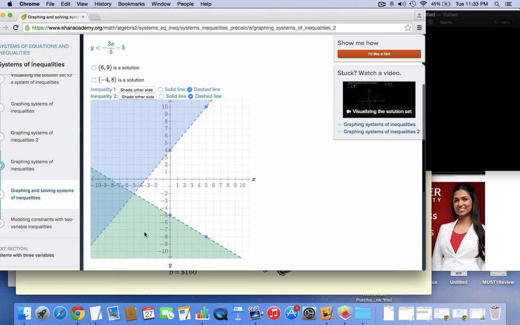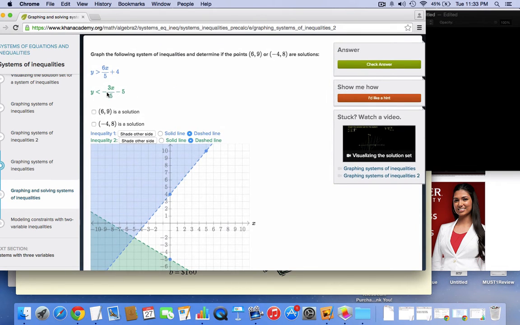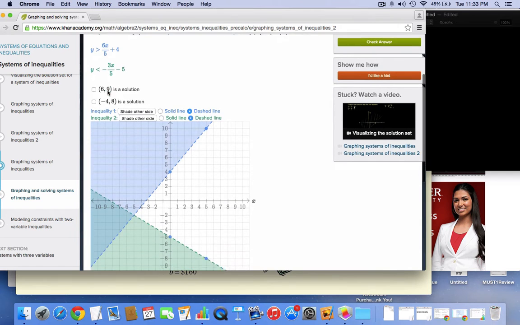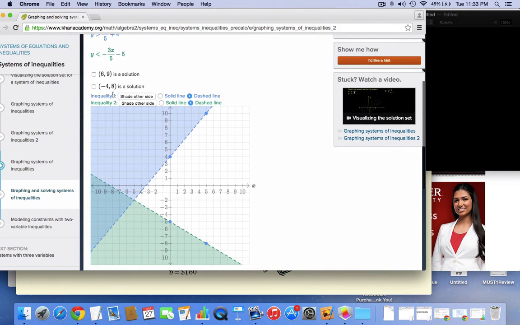And where do they intersect, or where do these solution sets overlap? Well, this is light blue, that's light green, and this looks like it's blue and green. This is the overlapping region. So any of these points are going to satisfy both of these inequalities. So let's see if these two points are in the solution set in this shaded region.